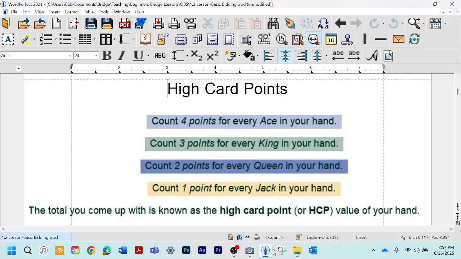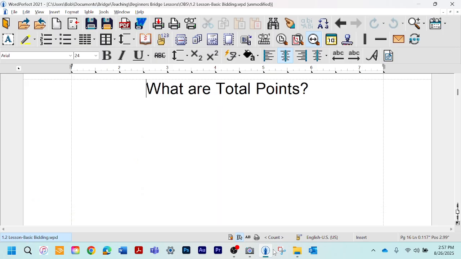And so looking at the number of points you have, you can figure out what your high card points are. And once you know your high card points, then you know where you can bid, whether you can open, whether you can respond, whether you can overcall. And total points are not only the high card points, but other points that you get once we decide where we're going to be heading.